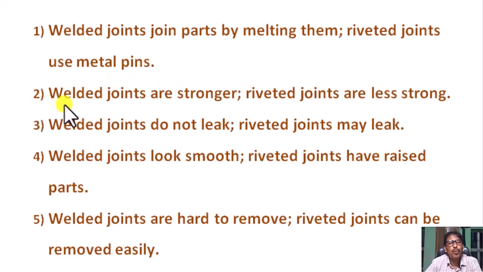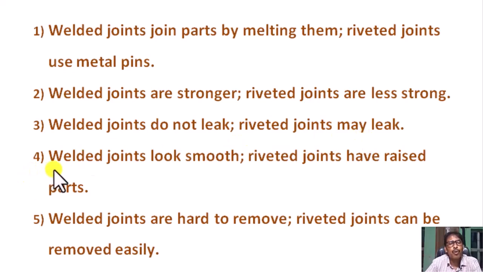Number 2, welded joint are stronger, riveted joint are less strong. Welded part hold more weight and are harder to break. Number 3, welded joint do not leak, riveted joint may leak. Welded joint close all gap, but rivet can leave small space.